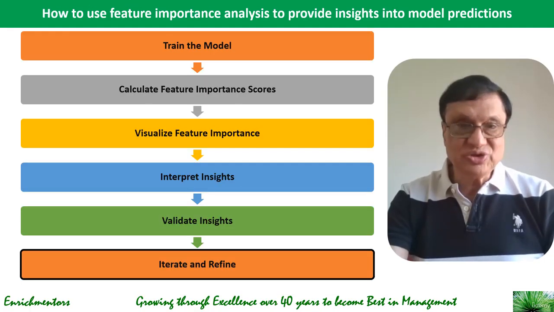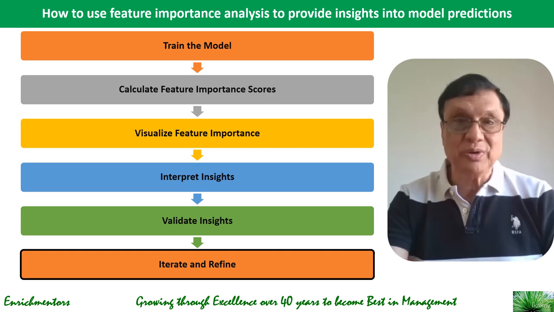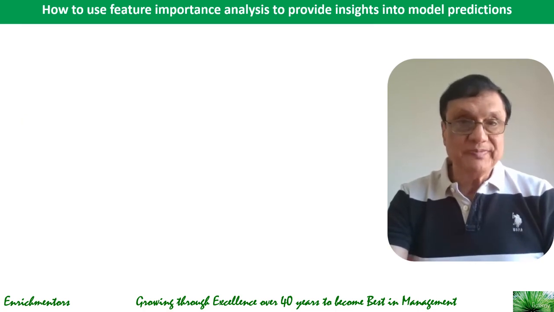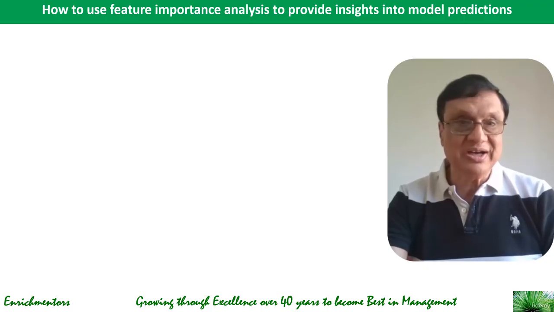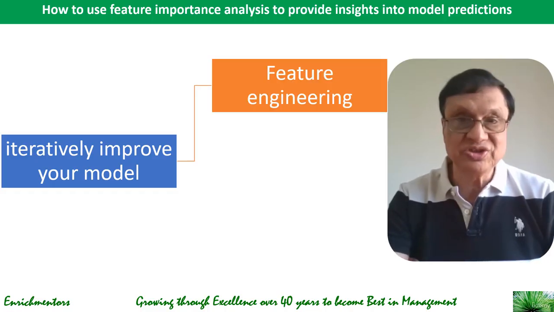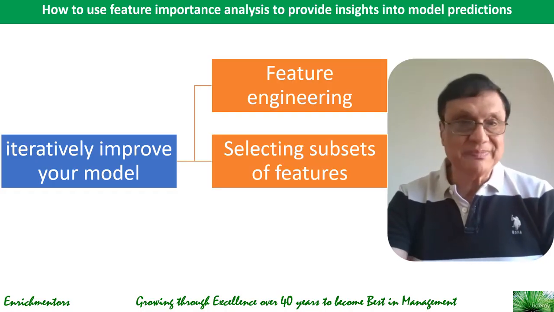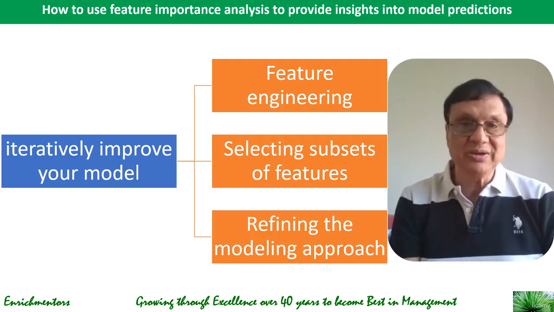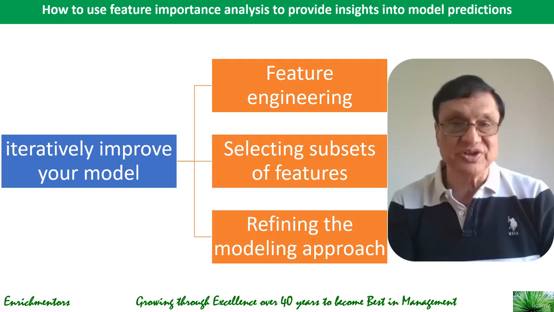The last thing is to iterate and refine. And how can you iterate and refine the feature importance analysis that you have done? Let's take a look at it again. Use the insights gained from feature importance analysis to iteratively improve your model. Iterating and refining can continuously improve your model. These are the things that you can do to iteratively improve your model. First is feature engineering. Second is selecting subsets of features and refining modeling approach based on importance of different features.